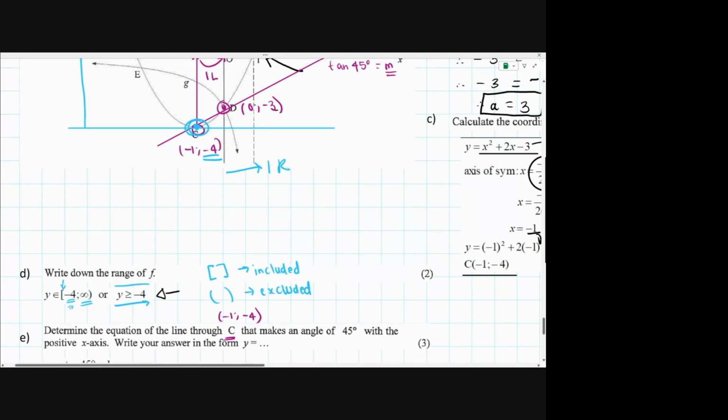However, like I said, we're never going to tell you how to write it. So I would just go with the inequality personally. All right, but the brackets included, excluded, when it comes to range, domain, anything like that.